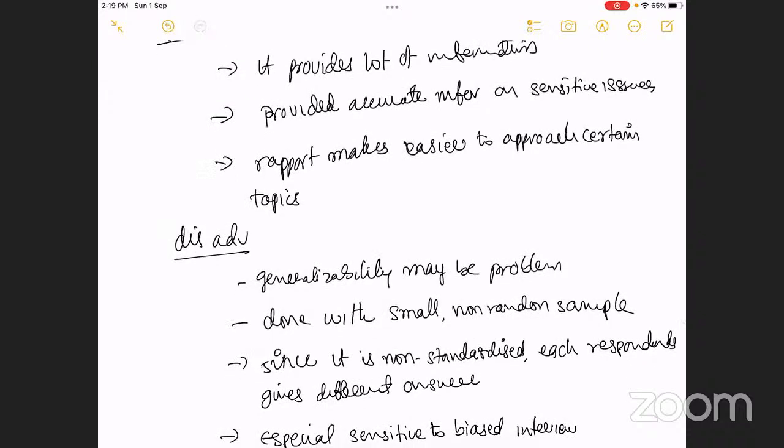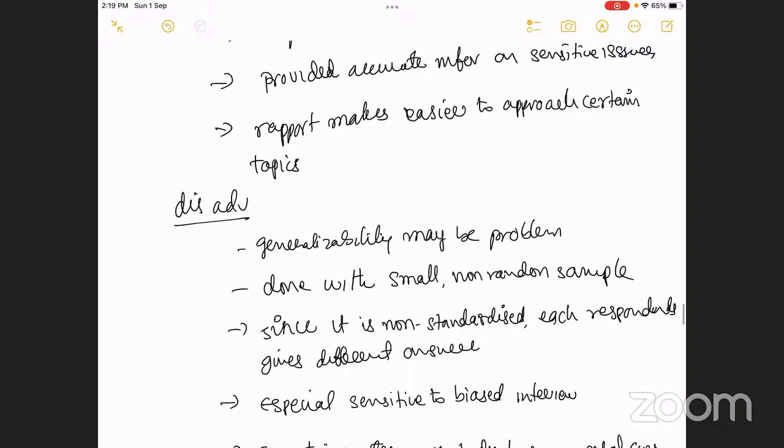Since it is a non-random sample, each response gives different answers. It is the same problem as with the unstructured one, like the in-depth interview. You have unstructured questions, so there is no standardized question, and you get different answers. Different answers are a problem when quantifying and analyzing the data.